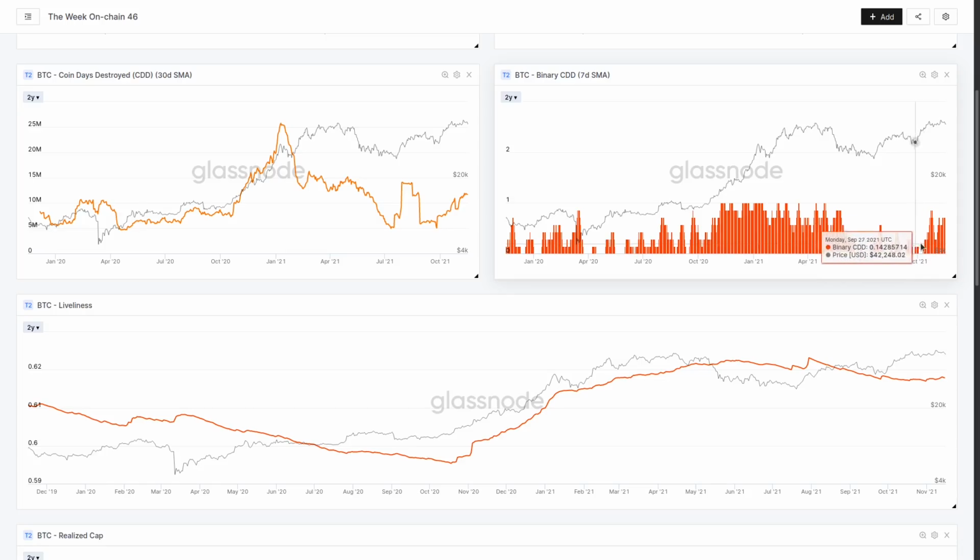Now, of late, we've started to see a bit of a pickup, right? We've seen more of this spending behavior come back in. Note that it actually looks quite similar to what we had back here around the same time last year. This is kind of that transition phase. We're starting to move out of this heavy accumulation period where there's very few coin days being destroyed. We're starting to get that early spending. As I mentioned, it's normally as we push towards new all-time highs.